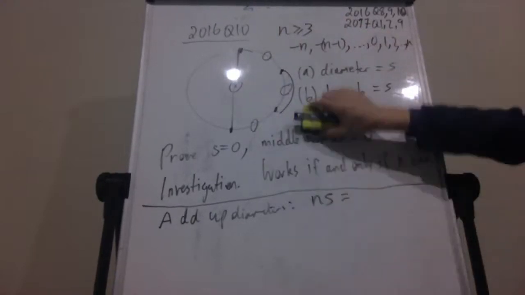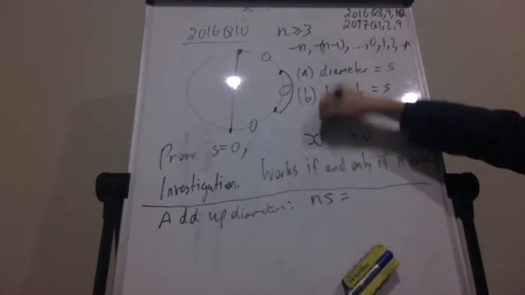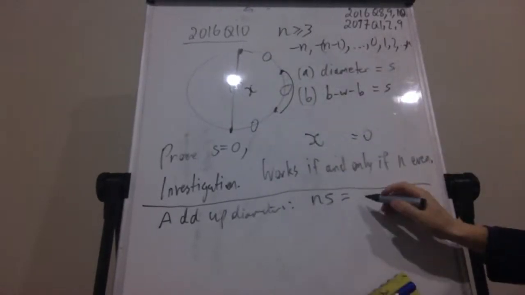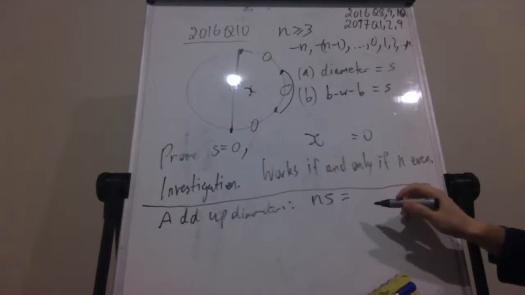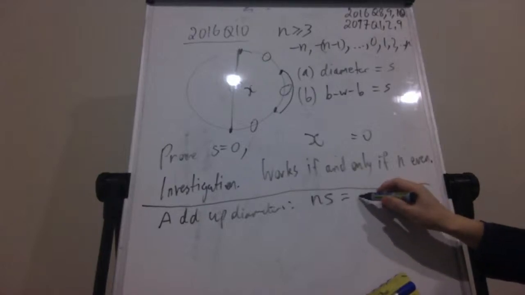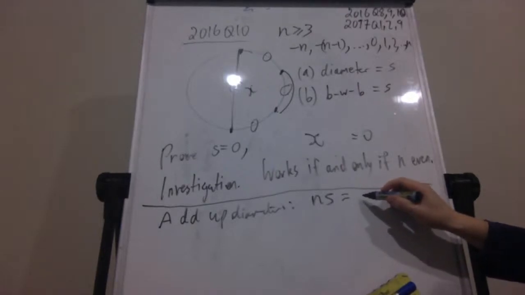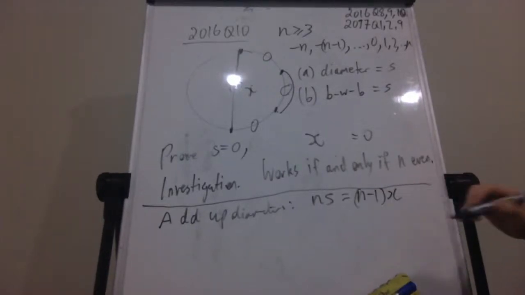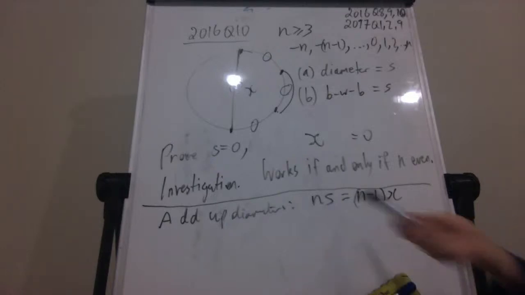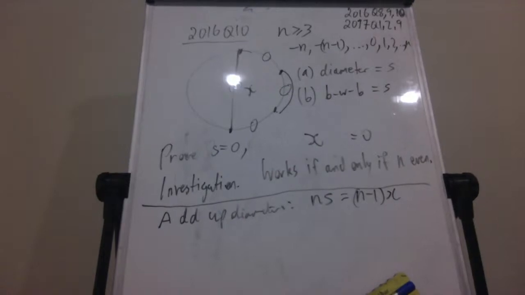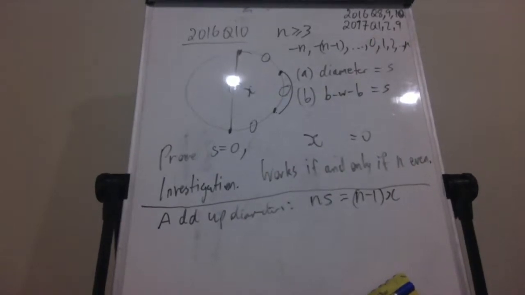So we can call the middle point x. The sum of all the points is 0, so this is just going to be n minus 1 times x, plus 0. Yeah, so can you see how to proceed from here? Oh, so n times s equals n minus 1 times x.